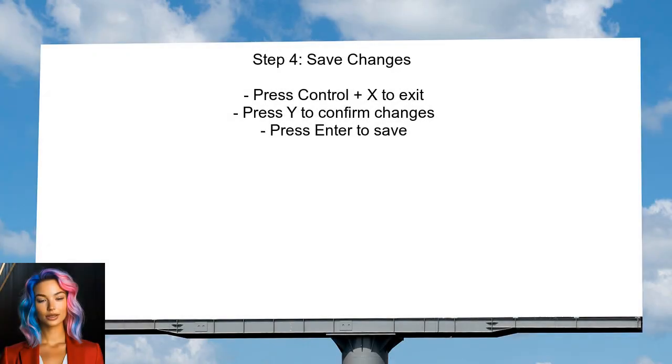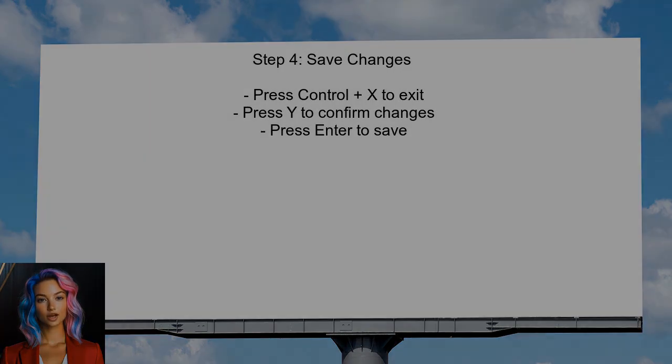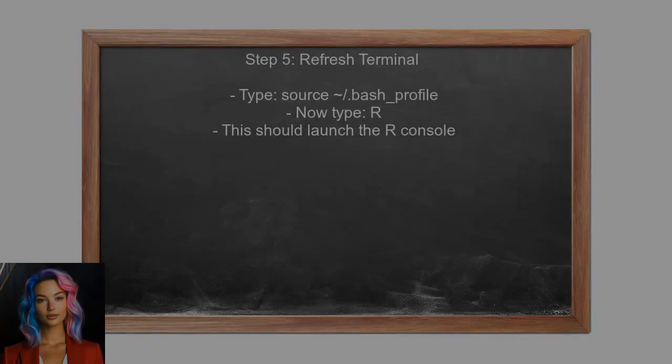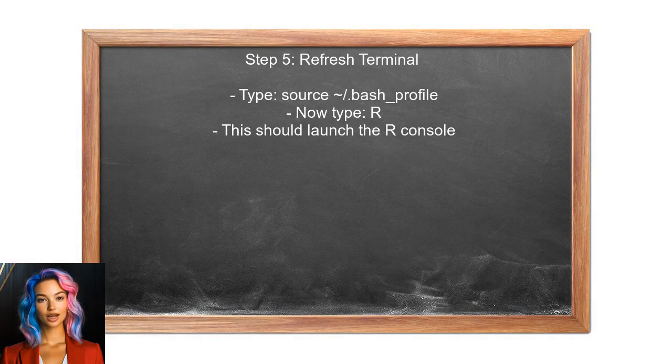After editing the bash profile, the user should save the changes and exit. They can do this by pressing Ctrl+X, then Y to confirm, and finally Enter to save. Finally, the user needs to refresh the terminal for the changes to take effect. They can do this by typing source ~/.bash_profile. After that, typing R should launch the R console.